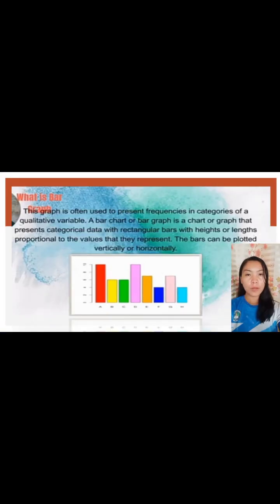Bar graph. What is a bar graph? This graph is often used to present frequencies and categories of a qualitative variable. A bar chart or bar graph is a chart or graph that presents categorical data with rectangular bars with heights or lengths proportional to the values that they represent. The bars can be plotted vertically or horizontally.